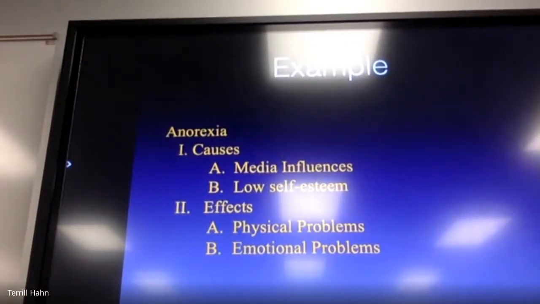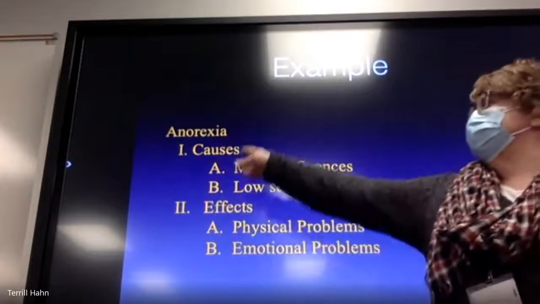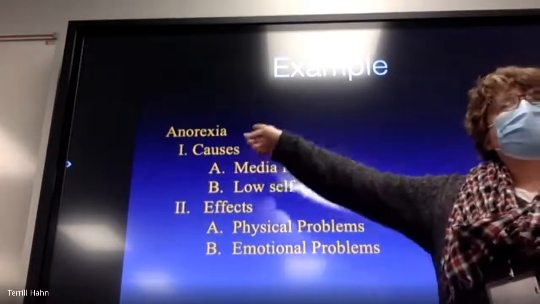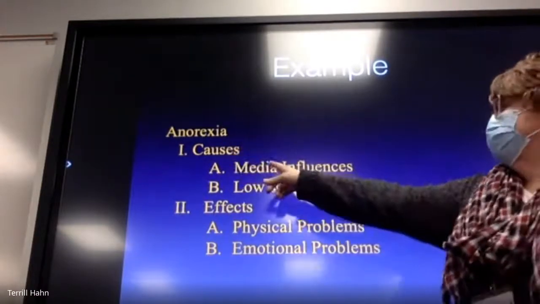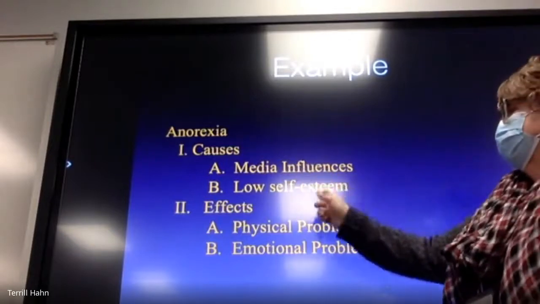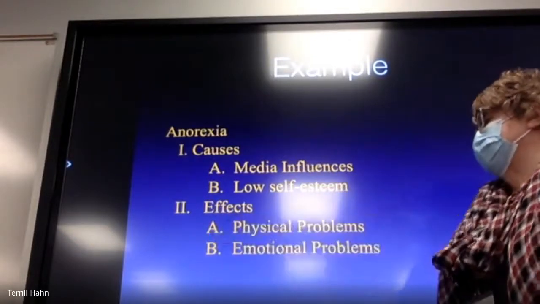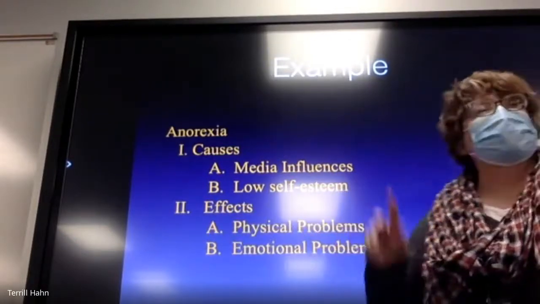Okay, so here's an example. Let's say you're going to do a speech about anorexia. I want you to notice something. For the Roman numerals, we just do causes and effects. That's how we label it. So causes of anorexia: media influence, low self-esteem. Effects of anorexia: physical problems, emotional problems.